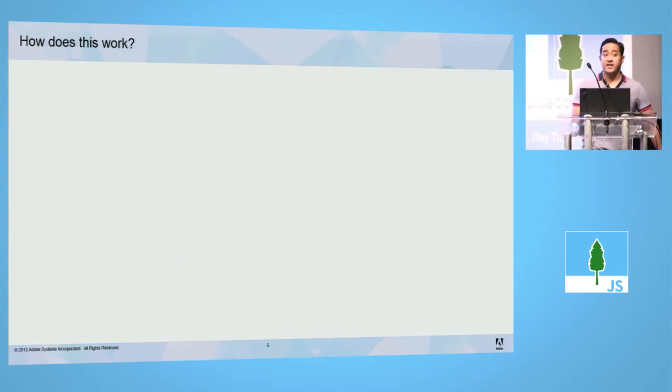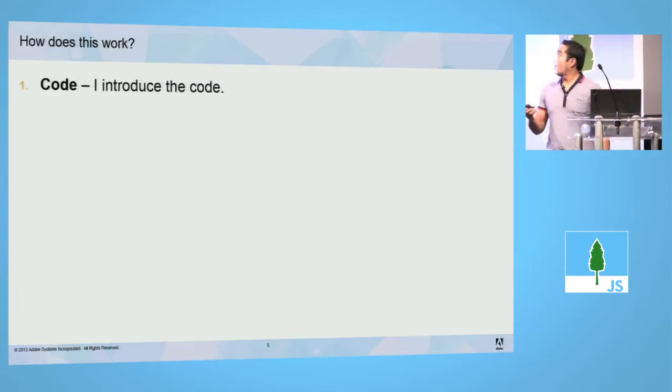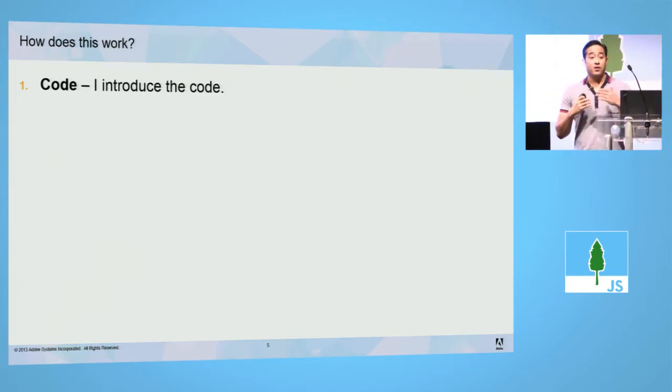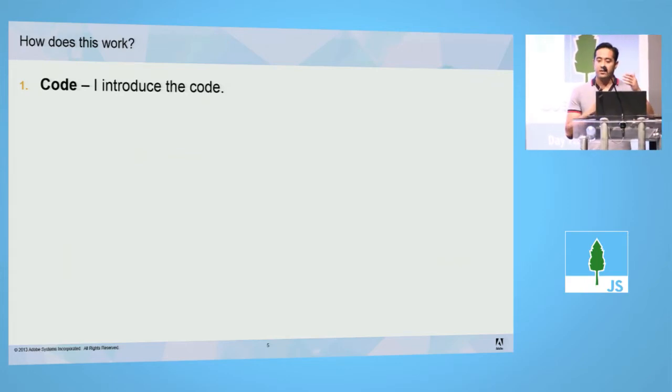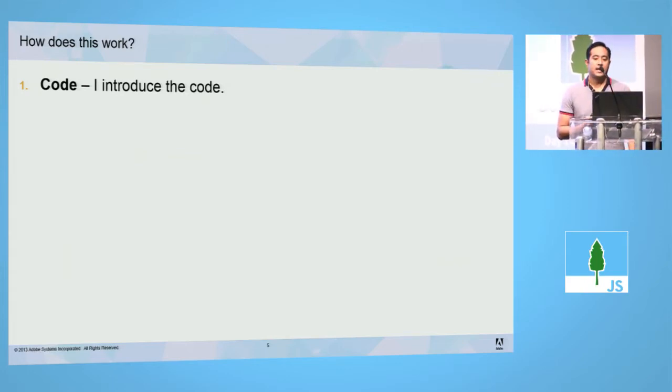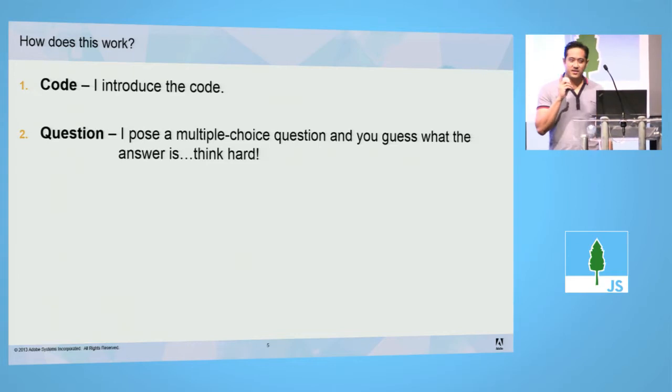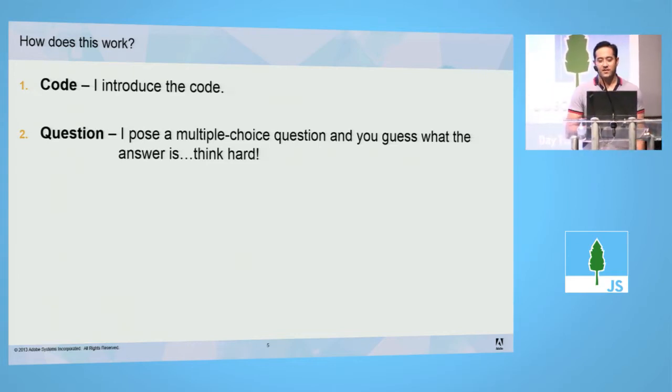How is this going to work? Well, there's 5 steps. First, I'll introduce the code. Like I said, it's going to be very short. You should be able to figure out what it does, or at least the notion of what it's supposed to do. Second, I pose a multiple choice question, and you try and guess what the answer is. Now think hard, because it's not always intuitive. In fact, it's never intuitive.